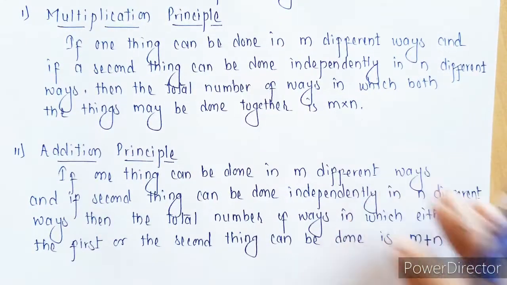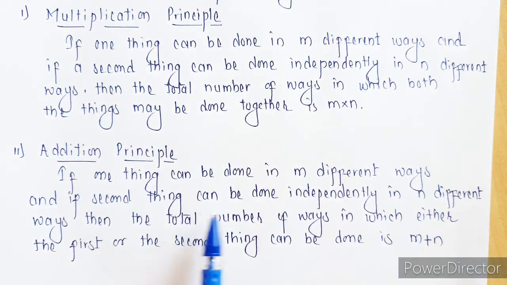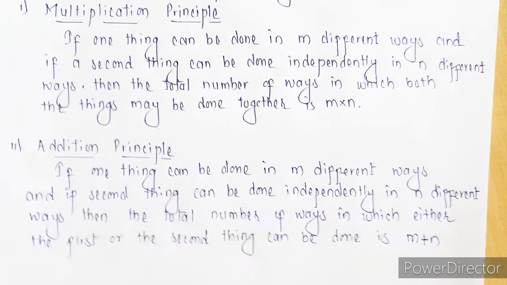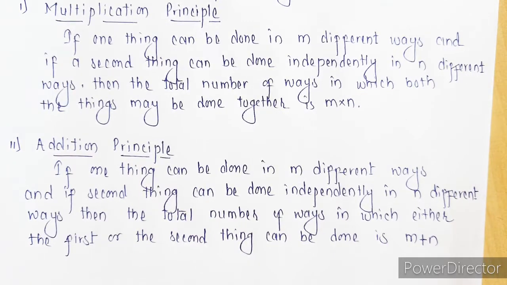Now suppose we have to do 2 different things, and the first thing can be done in m ways and second thing can be done in n ways, which is not dependent on the first one. So suppose we want to do those 2 things together, we can do them in total m cross n ways whenever we are doing them both together. Similarly, we have addition principle. Here also suppose you can do one thing in m different ways and the second thing in n different ways, and the total ways in which you can do either first or second is m plus n ways.